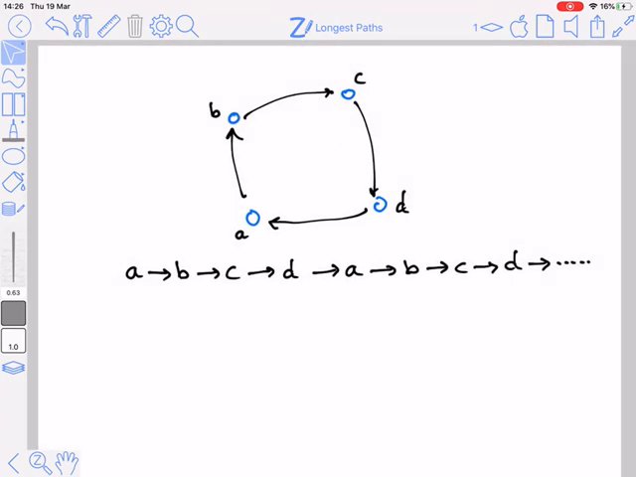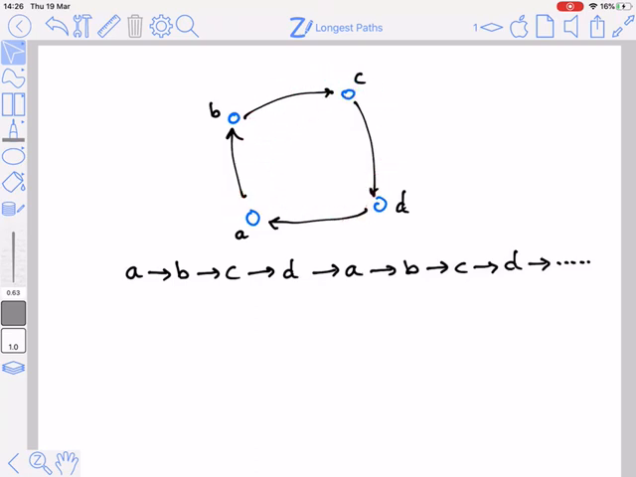Consider the following example. I have a directed graph here that consists of 4 vertices, A, B, C, D, and the edges from A to B, from B to C, from C to D, from D to A. Now, as you can see, this graph consists of a simple cycle. So what I could do is take a path that starts in A, goes to B, goes to C, goes to D, goes to A, goes to B, goes to C, goes to D, and continues in that fashion as many times as I want. So I can go around this cycle as many times as I want.